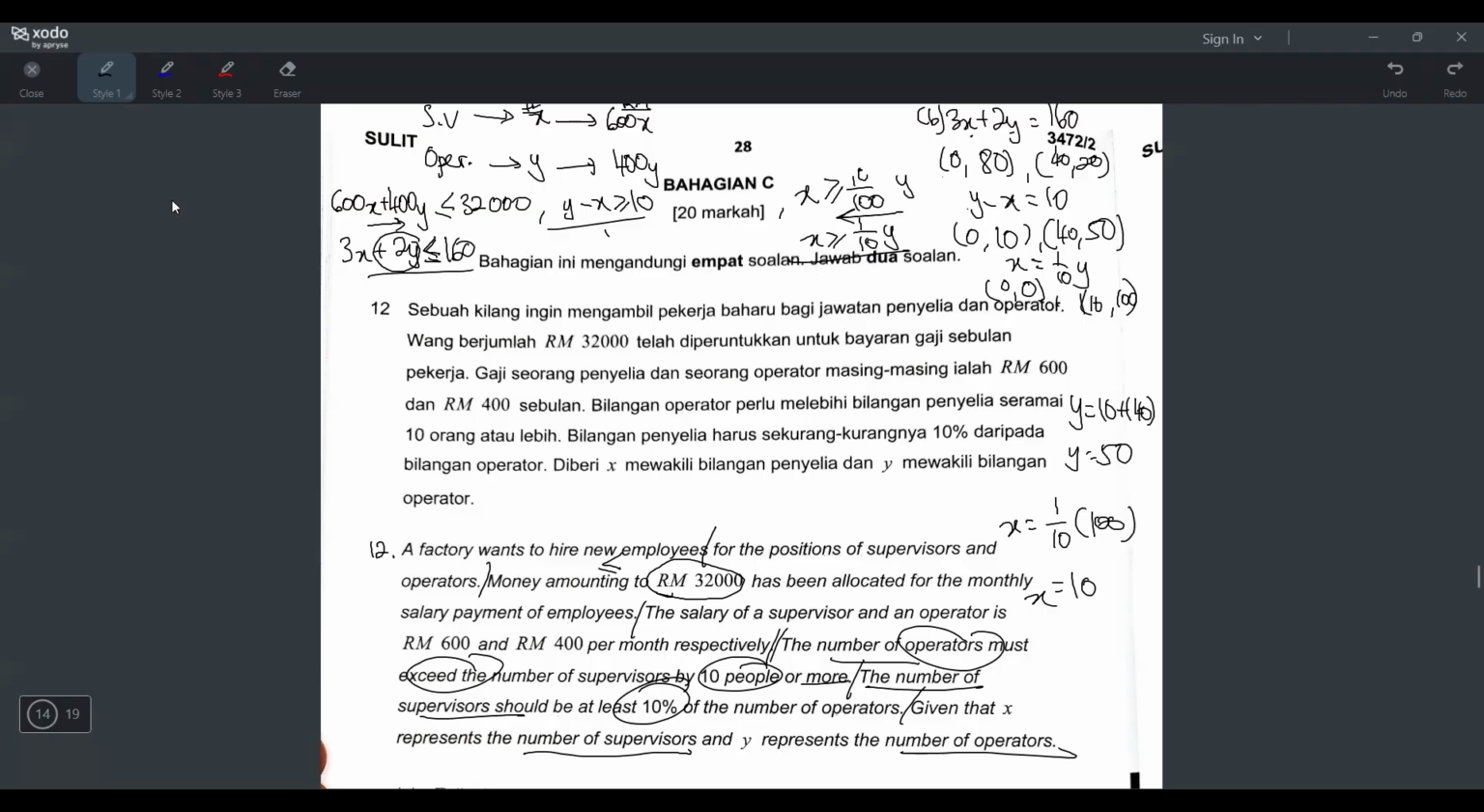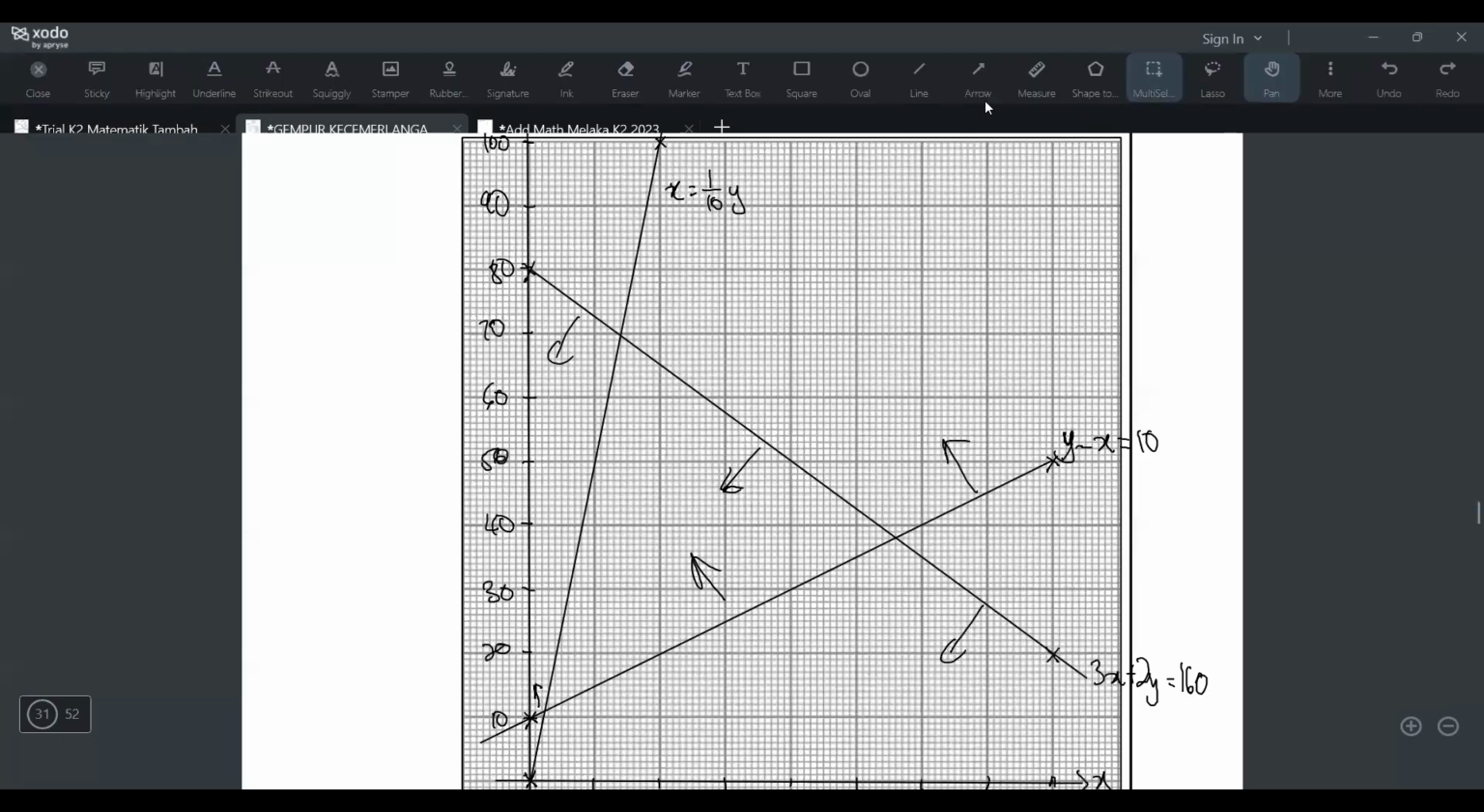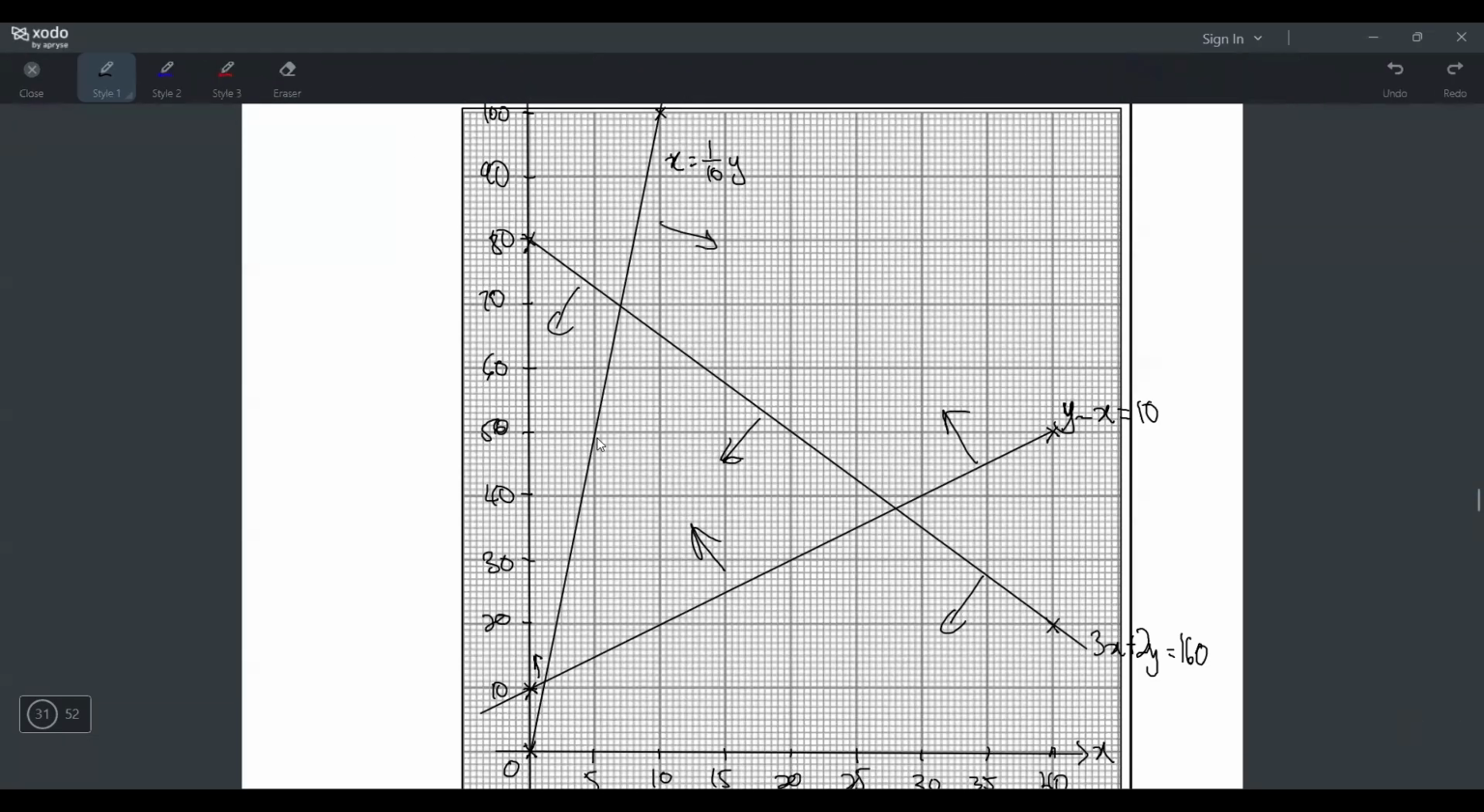So we have to take the region below this line. The region will be below this line. Below the line x = 1/10 y. So below, right? It's very clear already which is the answer, which is the shaded region. This one, because this is the overlapping region for the three inequalities.